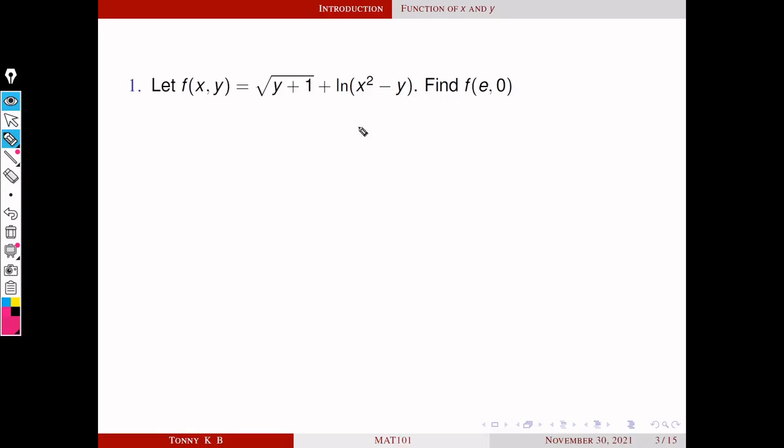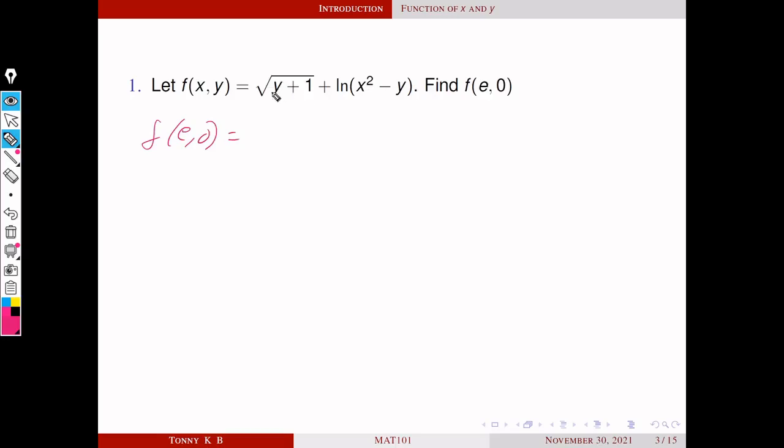So consider this example: f(x, y) is equal to square root of y plus 1 plus log of x square minus y. This is a two variable function. This expression involves two variables x and y. Here x and y are independent. You can choose any values for x and y such that this expression is valid. That is very important. We have to find f of e comma 0. Okay, how to find f of e, 0?